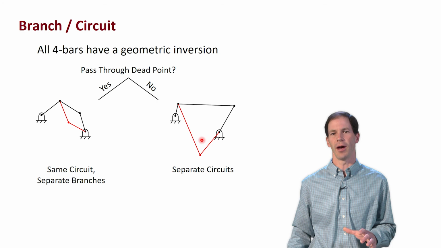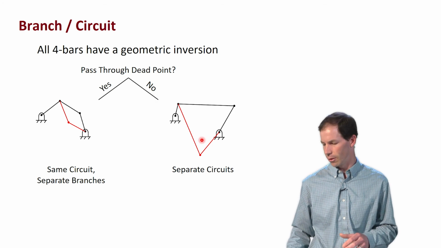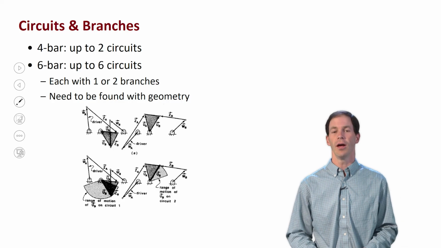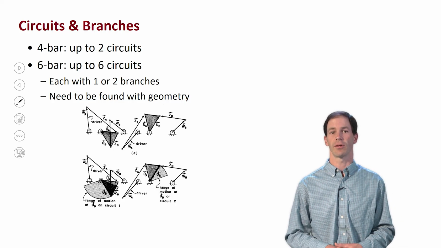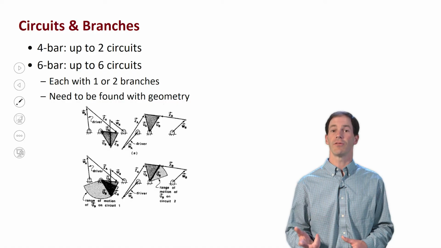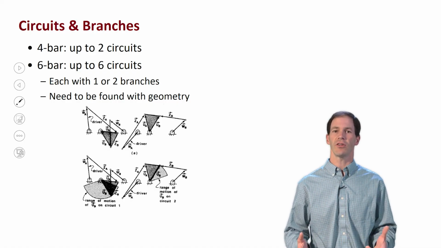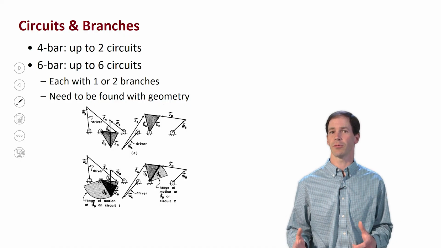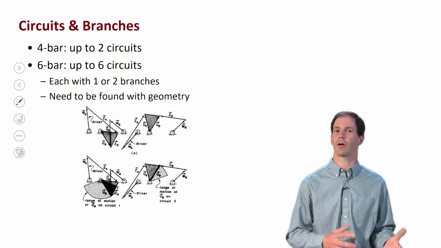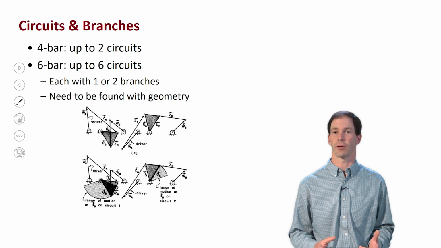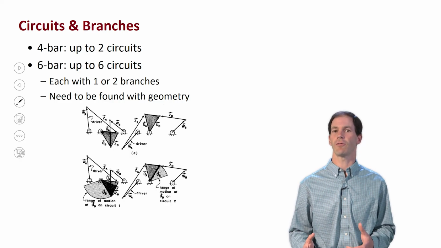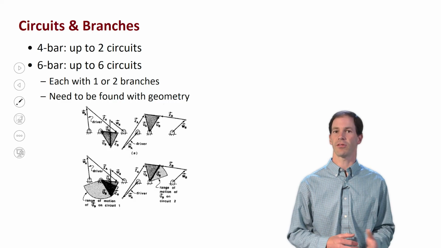Now, 4-bars are not too bad. We really just have this one inversion to deal with. But as soon as we get up to more complex mechanisms, say a 6-bar, now we can have up to 6 circuits with a 6-bar mechanism. And each of these can have 1 or 2 branches, and it's very challenging to identify each one of these circuits. So when we're synthesizing these more complex mechanisms, we really have to pay attention to whether or not all of our positions are on the same branch and circuit. Now, there are some synthesis tools that we'll use later on called solution rectification, where we can pay attention to whether or not we're on the same circuit, but we'll get to those later in the class.